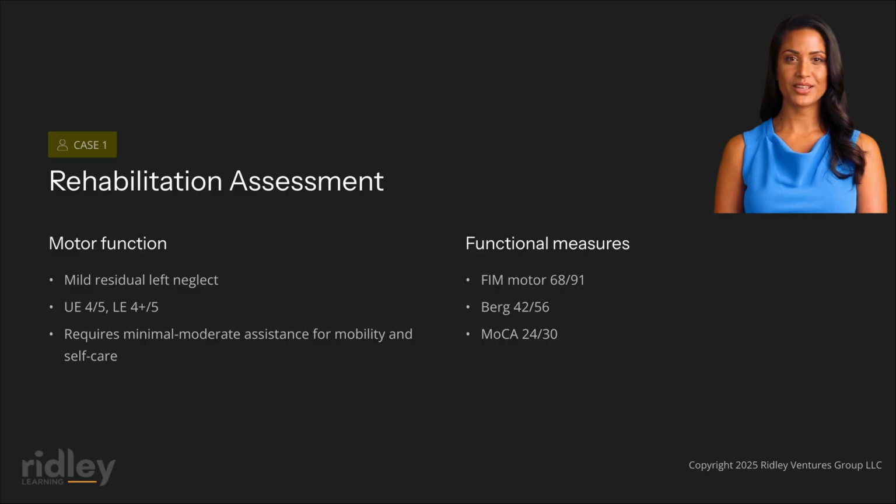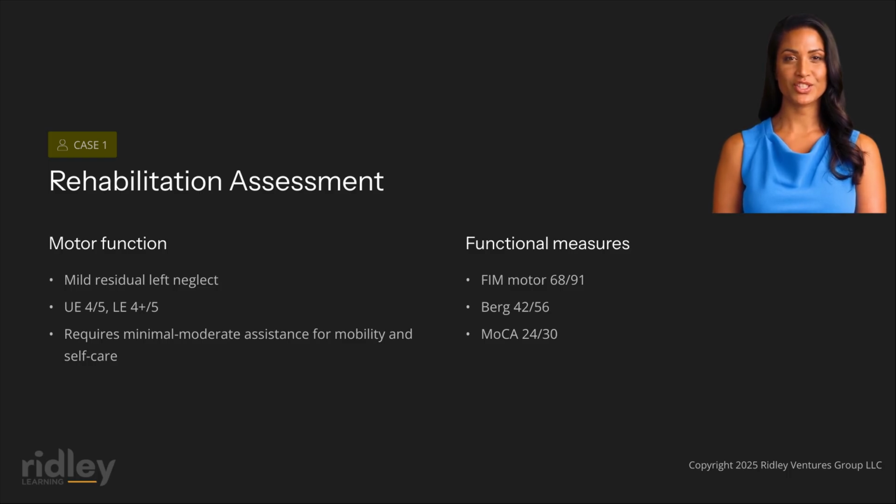Sensation was intact to light touch and proprioception bilaterally. She required minimal assistance for bed mobility and transfers, and supervision for ambulation with a single-point cane due to mild left leg weakness and subtle balance impairment. Her functional ambulation category was 4, indicating independence on level surfaces with supervision. Her Berg Balance Scale score was 42 out of 56, indicating moderate fall risk.